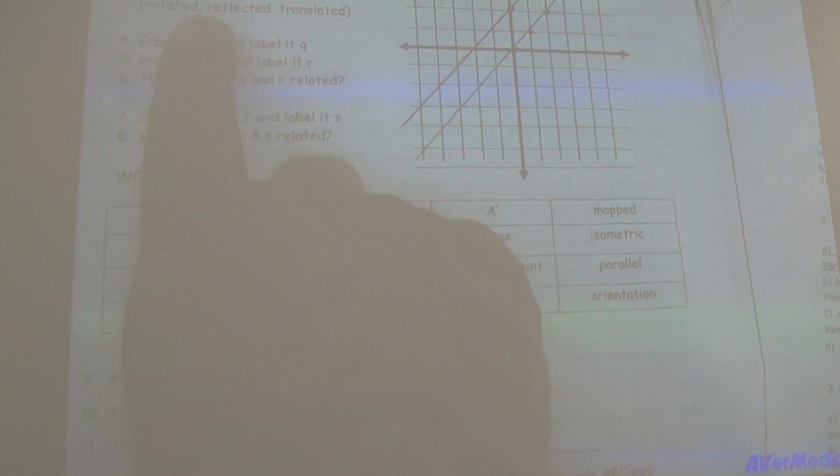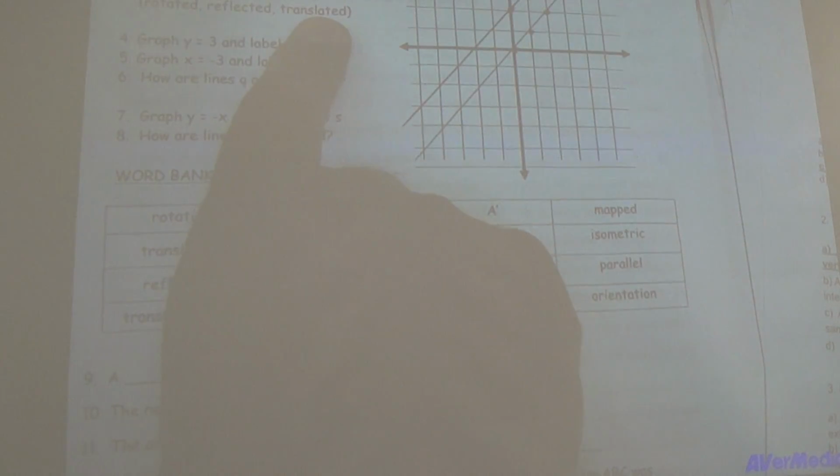Are they a rotated line? Are they a translated line? Yes, they could be. Translated just means to slide, right? So this line could just be slid over to here and wind up in the same place. So if things are parallel to each other, we can just slide them over.